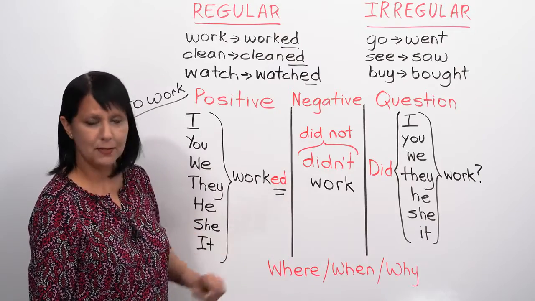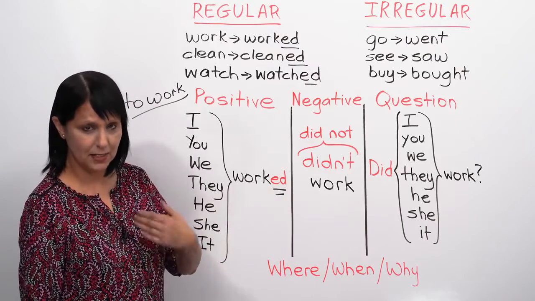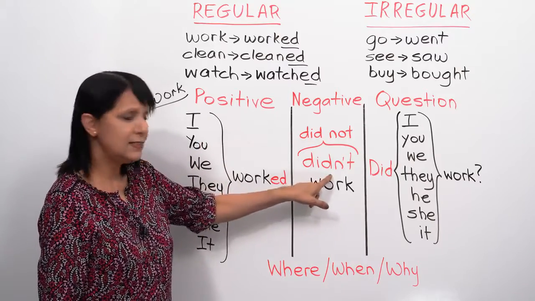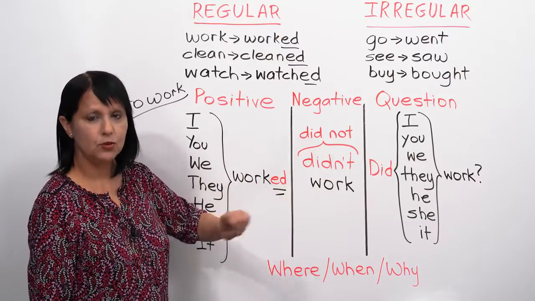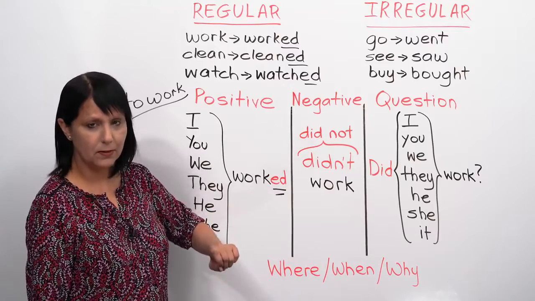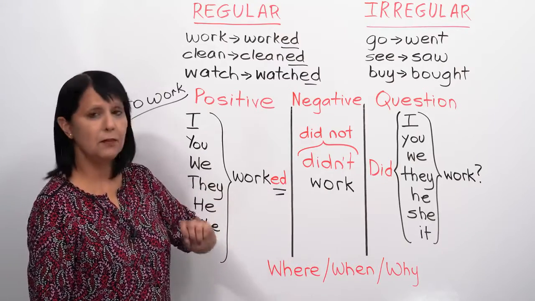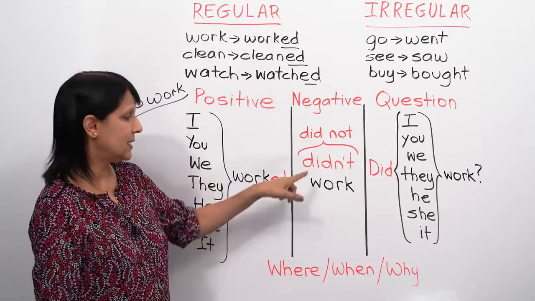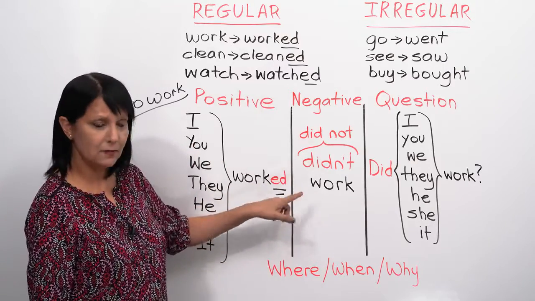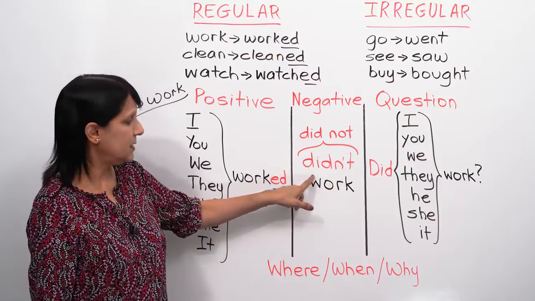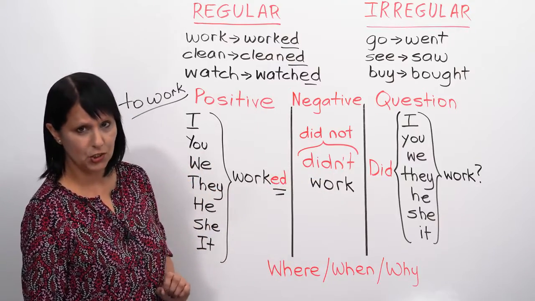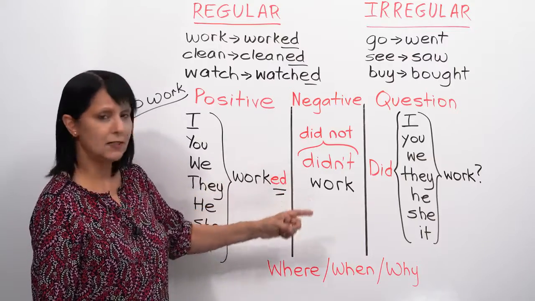Now let's look at what happens when we make it negative, make a negative sentence. So then we say, I didn't work. So what happens here? Here you have to use a helping verb, which is the verb do in the past, did, and negative, didn't. Didn't is the short form that we usually use in conversation. We say, I didn't work.